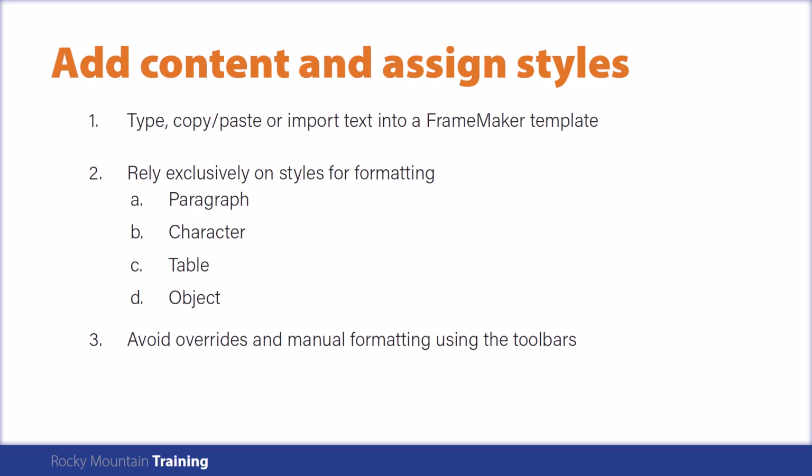And then once the text is there, you're going to be asked to format it. And you want to use styles for that. FrameMaker has paragraph styles and character styles and table styles and object styles. You want to assign styles to format your content. It's not only one-click formatting, it's also consistent formatting, because those styles control the way every element looks in FrameMaker from page 1 to page 2000, or however many pages you actually have to work with. You want to avoid overrides and you want to avoid manual formatting. That's really important. Let's go take a look at that.